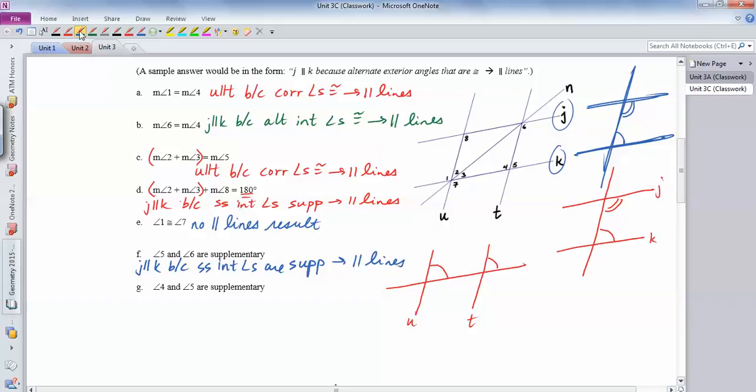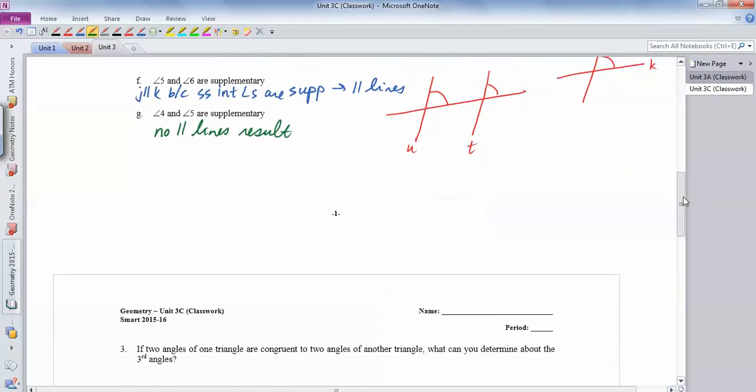And then the last one says 4 and 5 are supplementary. Well, here's 4, here's 5, and they're formed only by 2 lines. So that's not going to lead you to any parallel lines. So no parallel lines result. Okay, let's take a look at the next problem.